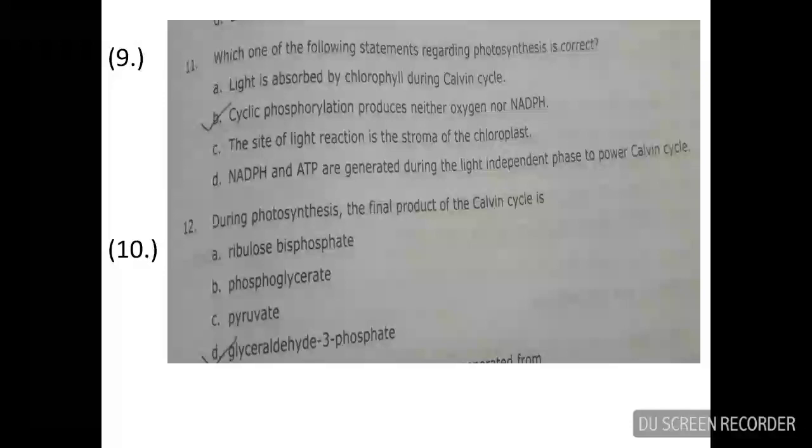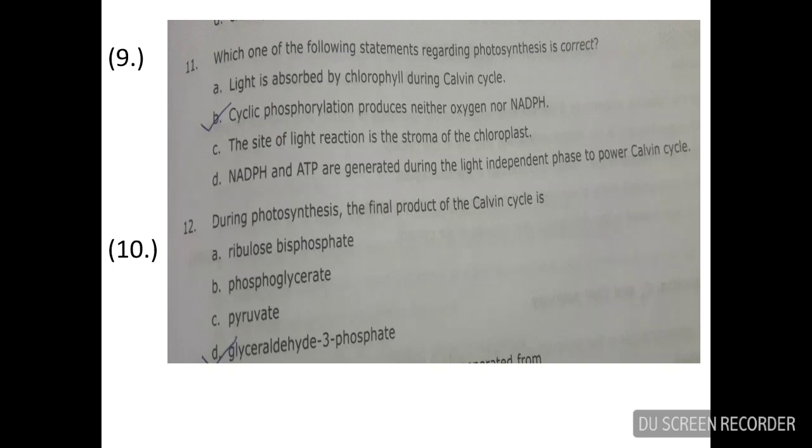Now move to the next question. Question number 9. Which one of the following statements regarding photosynthesis is correct? Light is absorbed by chlorophyll during Calvin cycle. No, because Calvin cycle occurs in the dark, not a light reaction. And cyclic phosphorylation produces neither oxygen nor NADPH. Yes, because non-cyclic phosphorylation produces oxygen and NADPH, not cyclic phosphorylation. So this is true. So the answer will be option B. Cyclic phosphorylation produces neither oxygen nor NADPH.